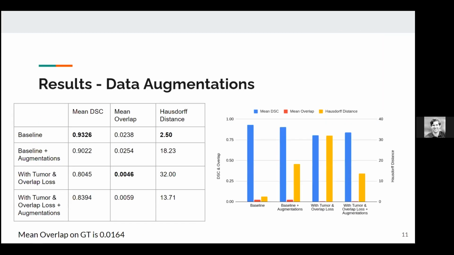We applied various data augmentations to 2 of our models to investigate their effect on model performance. We can see including data augmentations doesn't help our baseline model. However, with our tumor and overlap model, data augmentations mitigated the effect of these additions which slightly improved the DICE score.